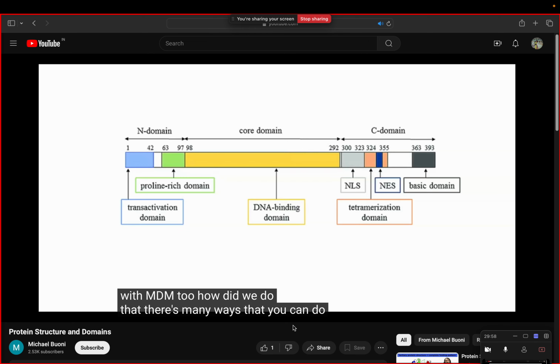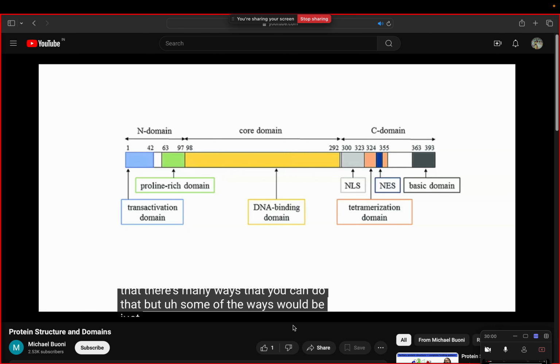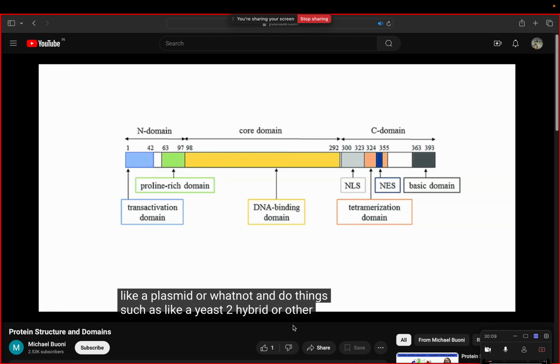There are many ways to do that, but some would be to isolate that domain from the rest of the protein, in a plasmid or whatnot, and do things such as a yeast 2 hybrid or other types of EMSA assays. That's how we can do this. I wanted to give you an overarching, secondary video to explain how alive proteins are, and not as boring sometimes as something that looks like this. So thanks a lot.